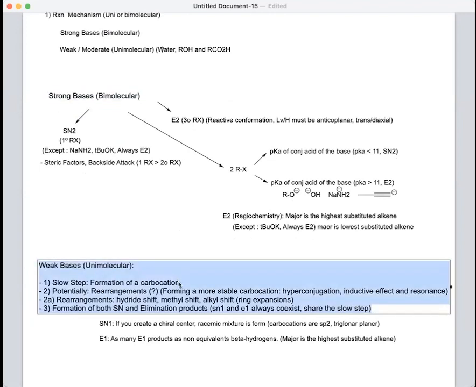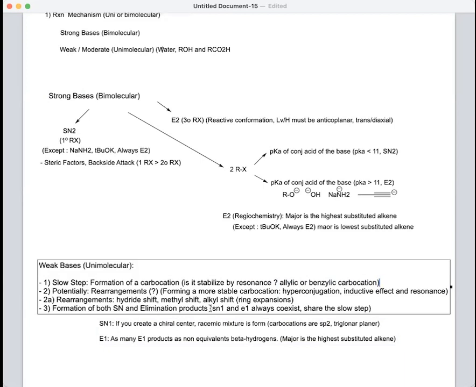So something that was in the exam: very few people realize that if you get a carbocation, it may be stabilized by resonance, meaning it's allylic or benzylic. Then, is there a potential rearrangement for that carbocation forming a more stable carbocation? And we talked about the factors stabilizing carbocations: hyperconjugation, inductive effects, and resonance. We saw rearrangements of hydride shift, methyl shift, and ring expansions.